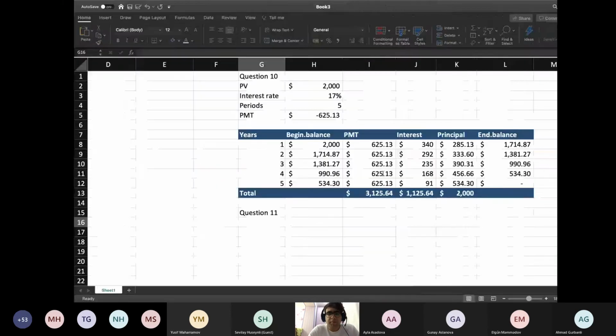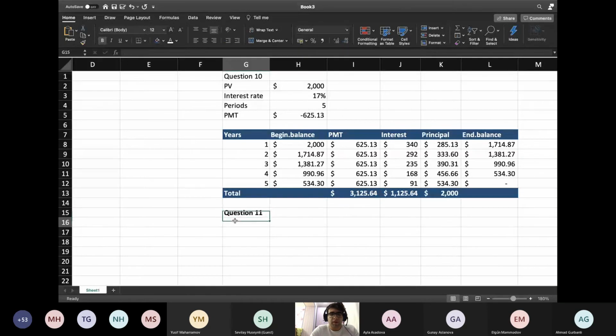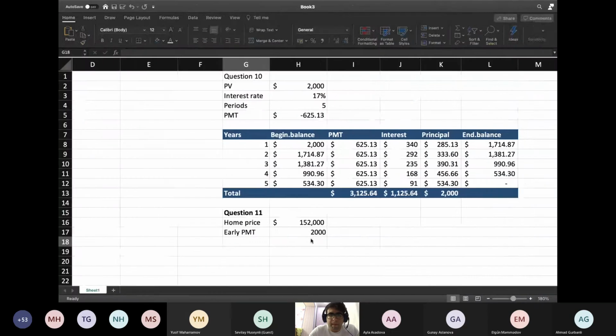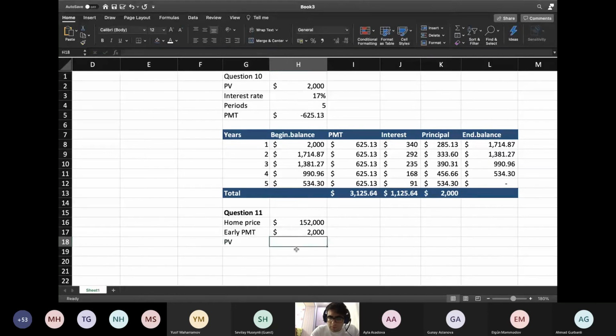The same scenario. Here we have the home price. 152,000. We have down payment, early PMT. We made early PMT to bank. 2,000, yes. And what we left with should be our present value minus this, our present value.